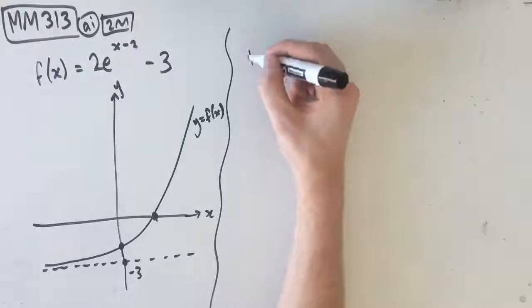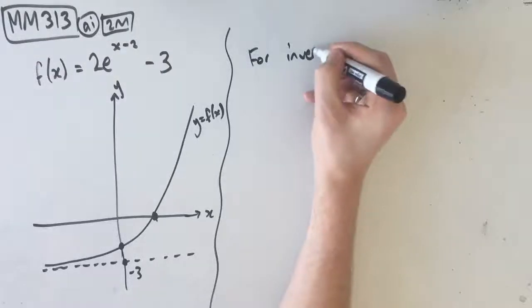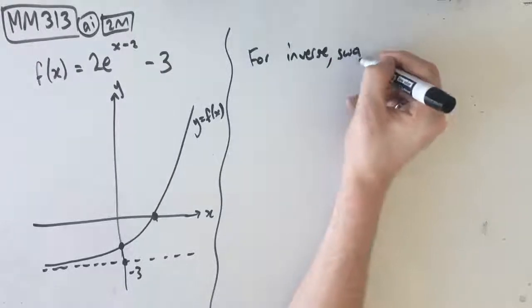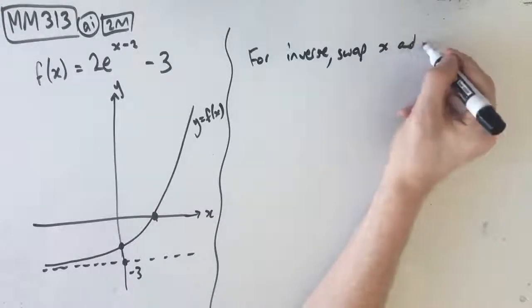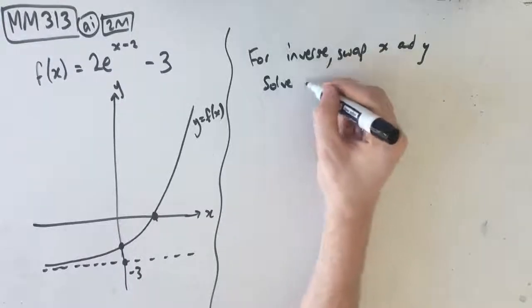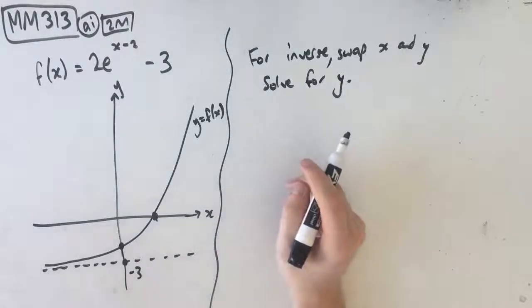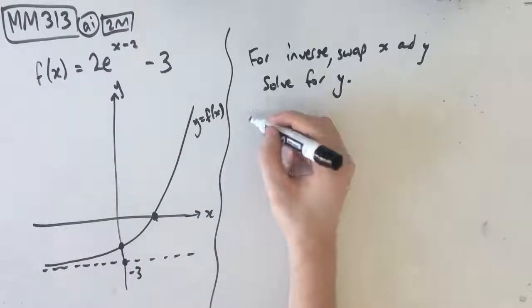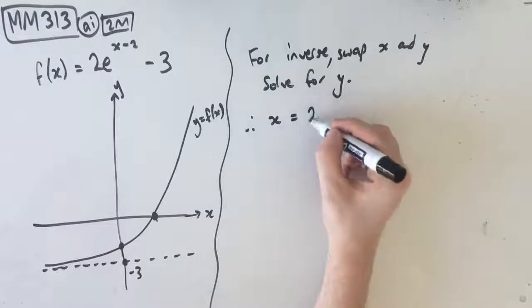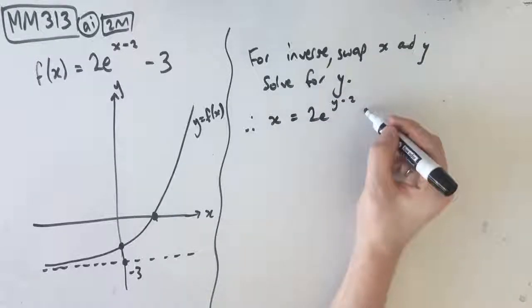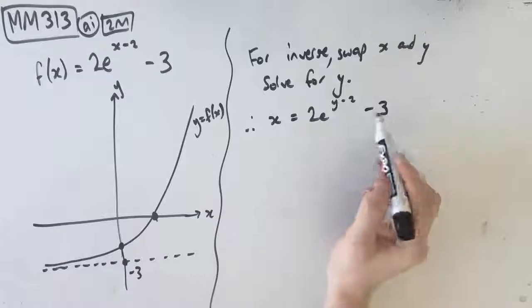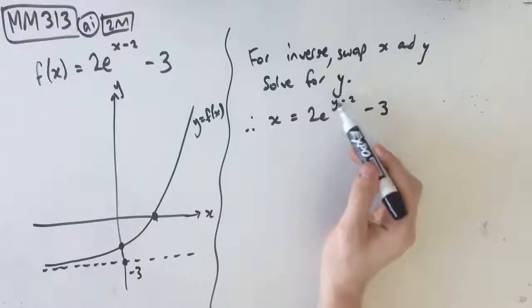What I would do is say for inverse, swap x and y, solve for y. I would write this for every single inverse question ever, just to make it super clear what you're doing. So therefore x is equal to 2e to the y take 2 minus 3. What we're doing is just swapping x and y, and then we're going to try and get y by itself.